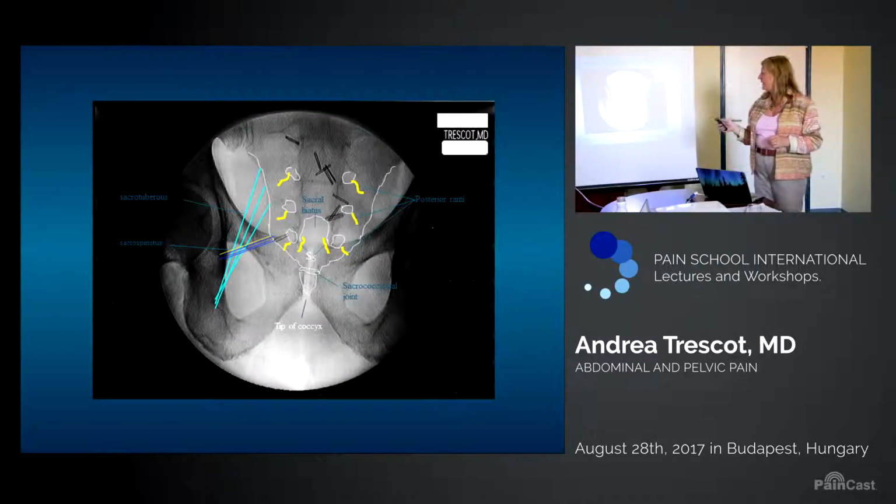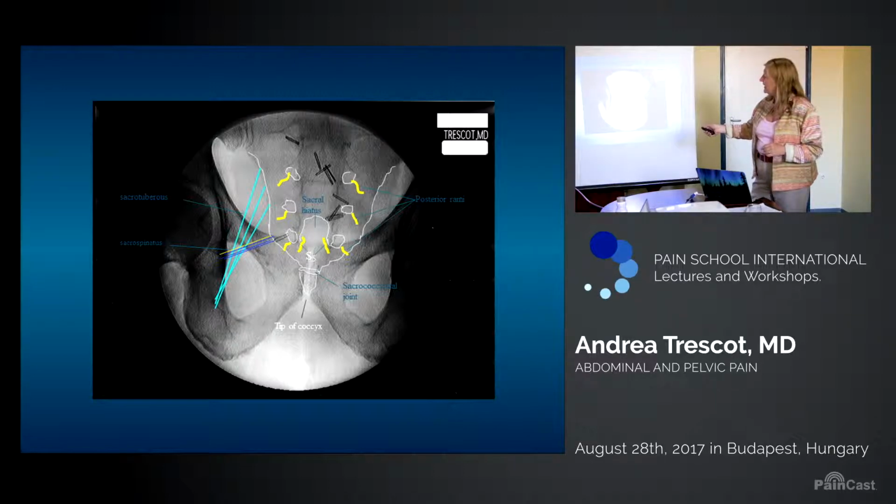So from a fluoroscopic point of view, you can see this person had lots of clips in the area. You've got your sacral hiatus for the caudal, the sacral foramen here, the posterior rami, which would be the middle cluneals or the lateral branches. You have the S5 nerve root coming out on either side of the sacral cornu, which can cause pain going into the coccyx region, the sacrococcygeal joint, the tip of the coccyx.